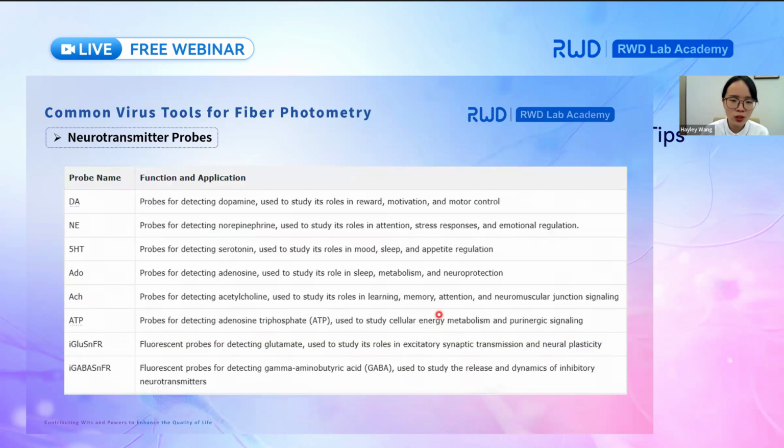In addition to calcium ions, fiber photometry can also be used to monitor real-time changes in neurotransmitters. Many neurotransmitter sensors have now been developed, such as the probes for dopamine, norepinephrine, serotonin, and so on. Those tools are widely used in the research on emotion, sleep, learning, and memory.